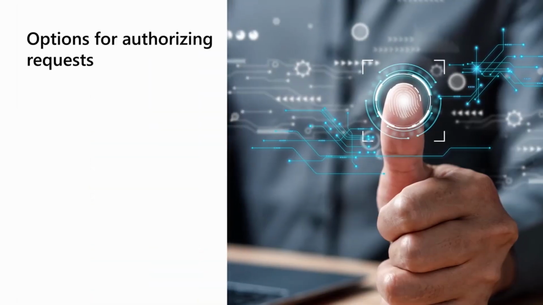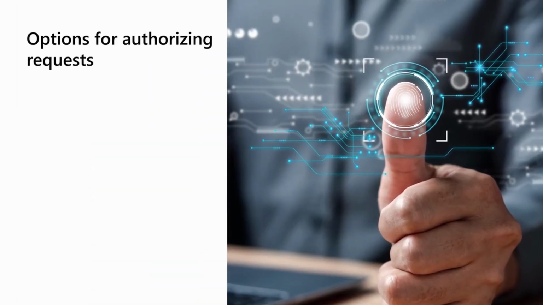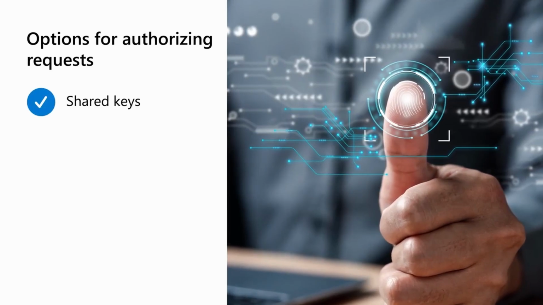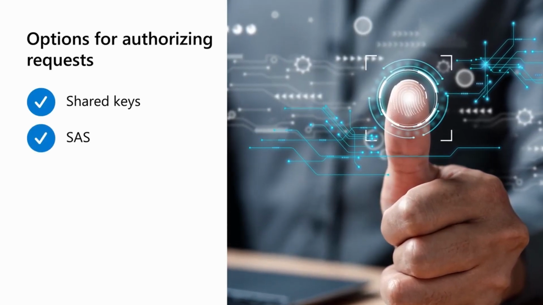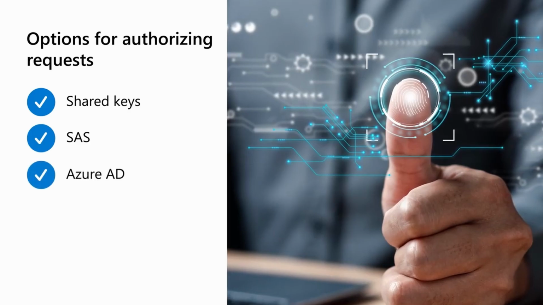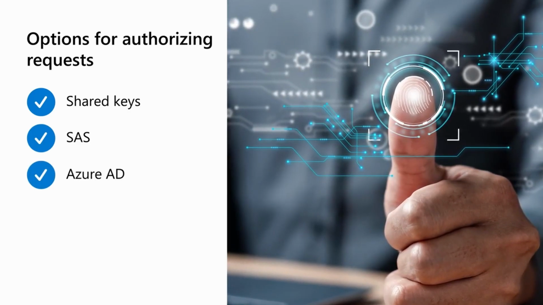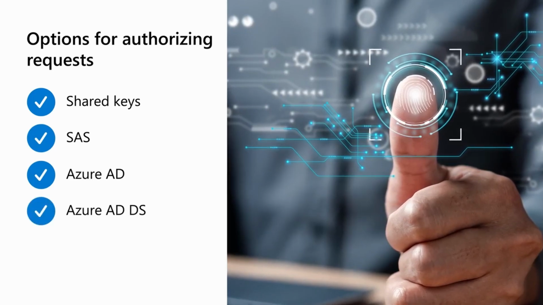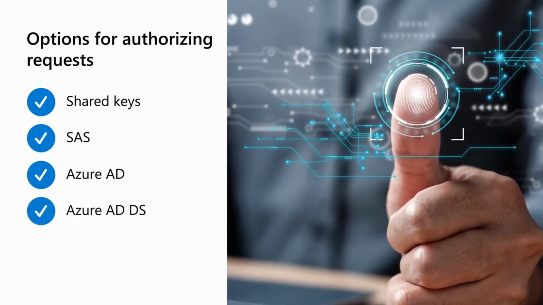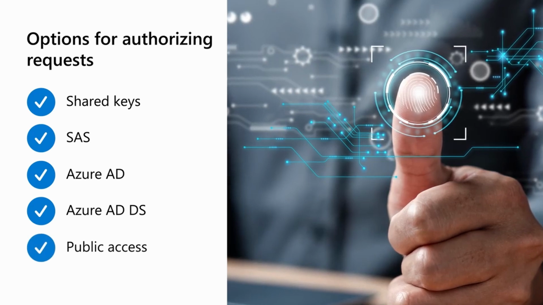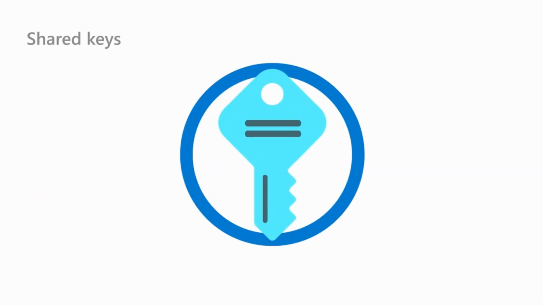Let's look at the options for authorizing requests to Azure Storage. These include shared keys, shared access signatures, also called SAS, and Azure Active Directory, also called Azure AD. The options also include Azure AD Domain Services, also called Azure ADDS, and Public Access. To begin, we will delve into shared keys.